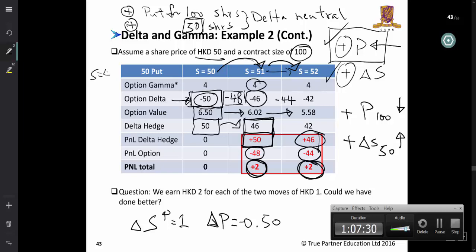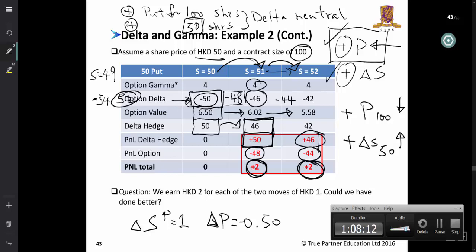Now, I can even show you, and this is probably a good thing to do right here. What if S was 49? Now it goes the other way. This is not actually in the notes, so let's see if we can figure that out. First of all, your option delta is going to go the other way. It's going to be minus 54. You can see the development: minus 42, minus 46, minus 50, so minus 54. So the average delta would be 52.